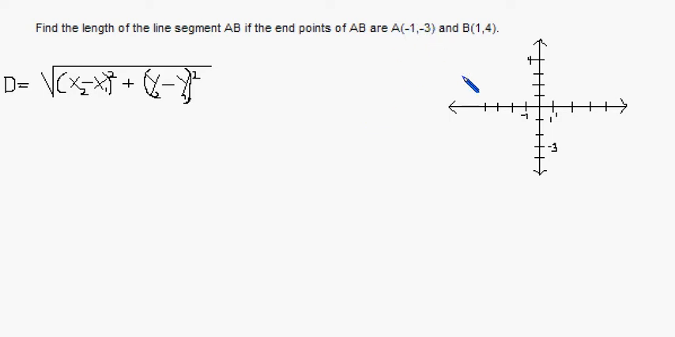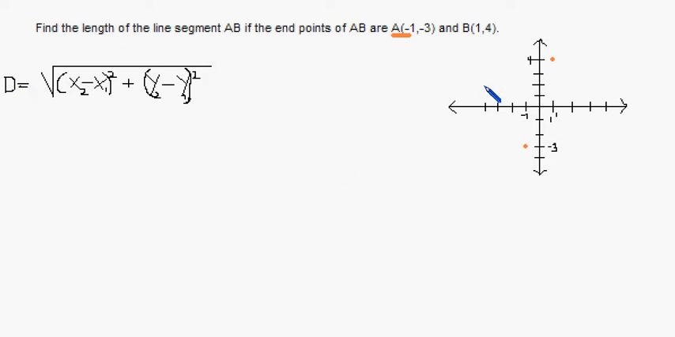So we have (-1, -3), which is located where x is -1 and y is -3. So this is the location of the point A. Now for B, you notice that B is located at (1, 4), so we go to where x is 1, y is 4, so this is where (1, 4) is located.